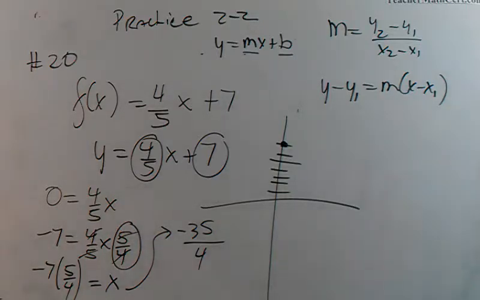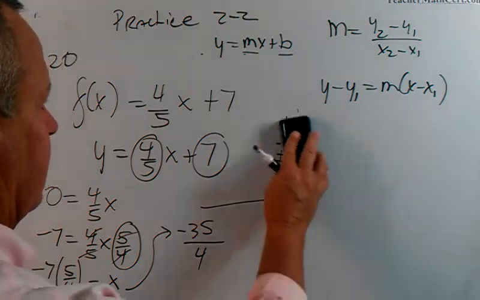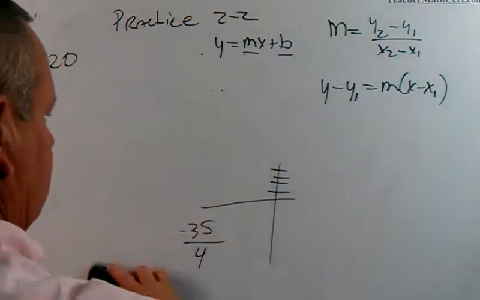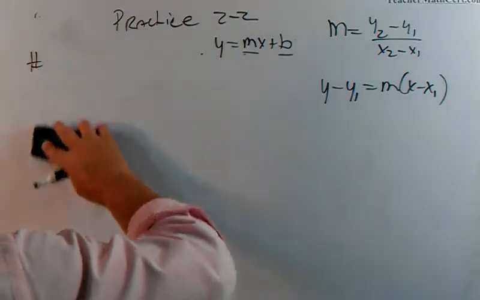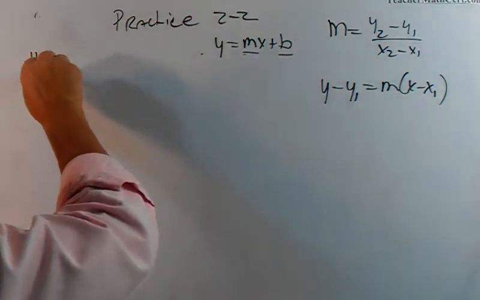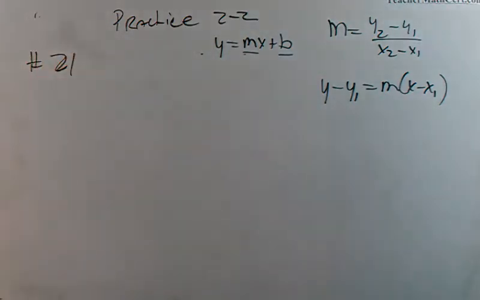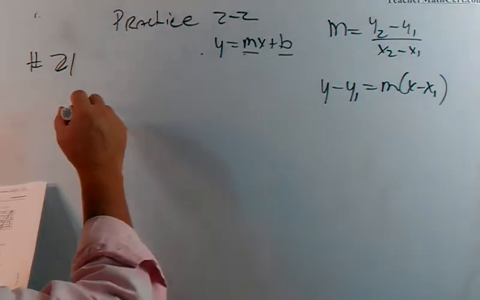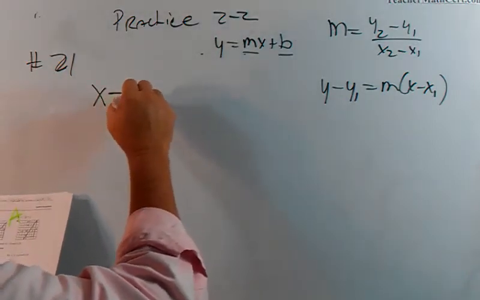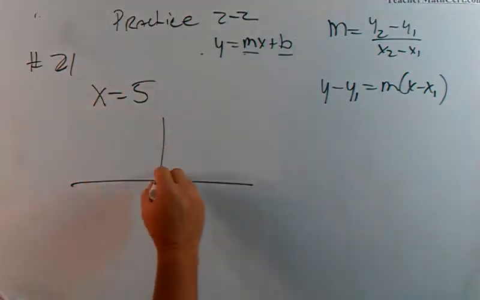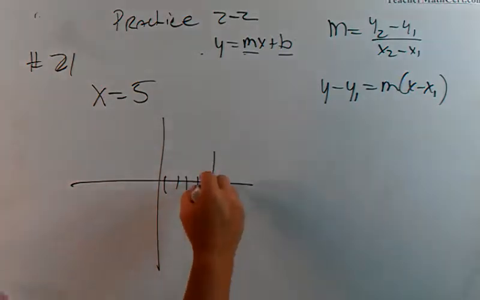All right. So let's see here. Number 21. Let's see how much time we got left here. 21. We got 3 minutes. That should be enough time. Oh, okay, 21. X equals 5. What does that look like? 1, 2, 3, 4, 5.